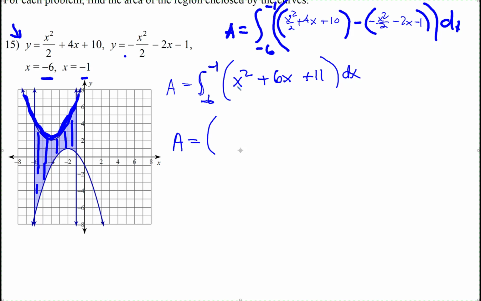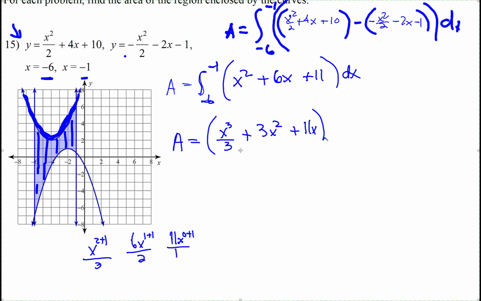So the integral of x squared, so let's see, we're going to add 1. So 2 plus 1 is 3, so it's going to be x cubed over 3. And then 6x, we're going to add 1, divide by 2. Well, 6 divided by 2 is 3, so plus 3x squared. And then remember, if it's a constant, we just tack on an x, because x to the 0 plus 1 divide 1, it doesn't change anything. And then we're going from -6 to -1. And that's where you do f of b subtract f of a.